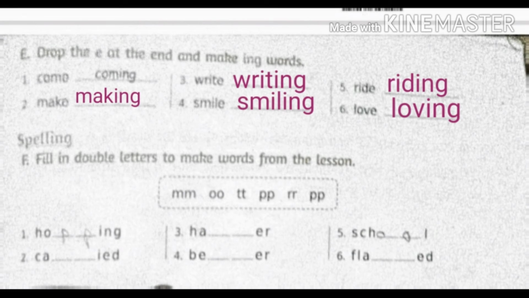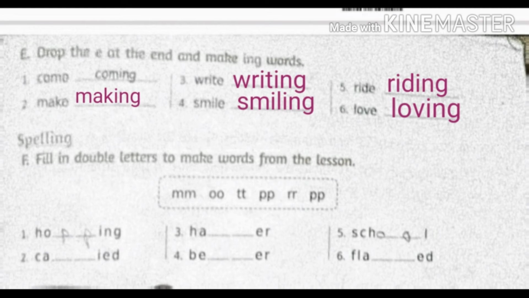Now let's move to the other word. Next word is make, M-A-K-E, make. You have to remove the last letter, that is E, and you have to write ing, so that the new word will be making. Make, making. M-A-K-I-N-G, making.